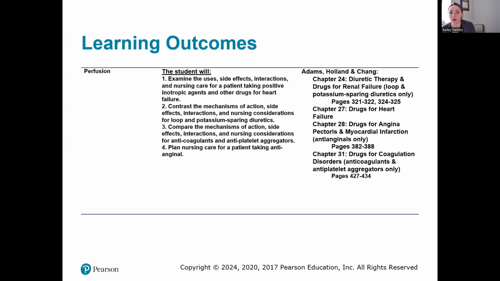So chapter 24, we're only doing loop and potassium-sparing. Chapter 27 is all of chapter 27. Chapter 28 is only anti-anginals. And then chapter 31 is only anticoagulants and antiplatelets, okay? Don't do any extra reading if you don't have to.